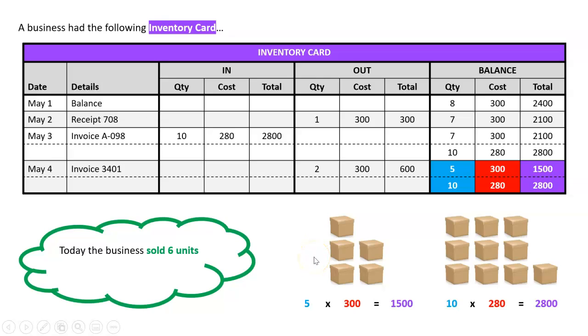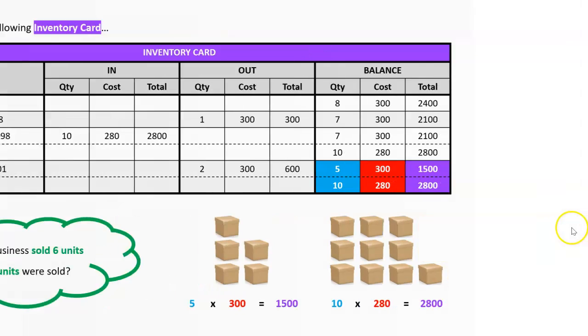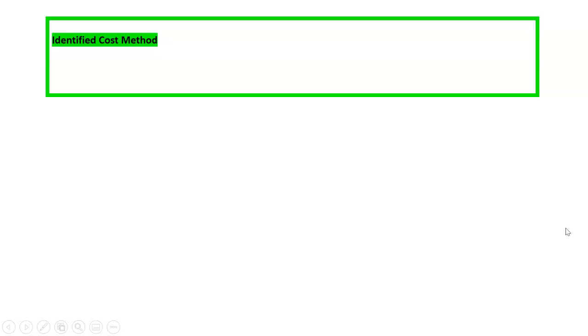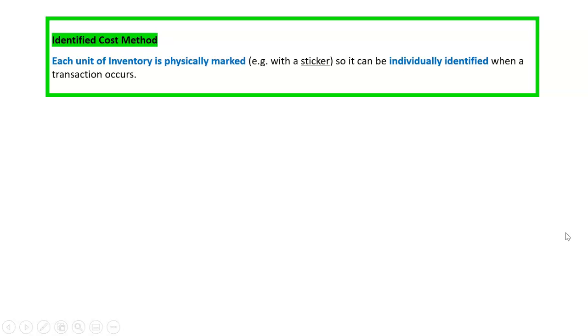So today the business sells 6 units. Which 6 units were sold? Well, we're going to use 2 methods to answer that. The first one is what we call the identified cost method. We could explain it as saying each unit of inventory is physically marked, for example, with a sticker, so it can be individually identified when a transaction occurs.